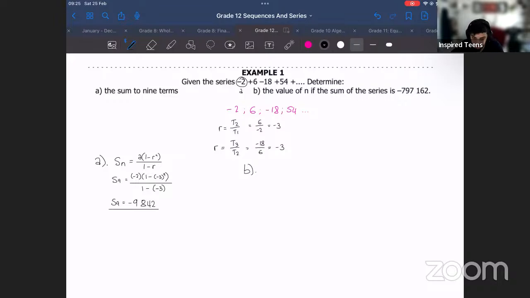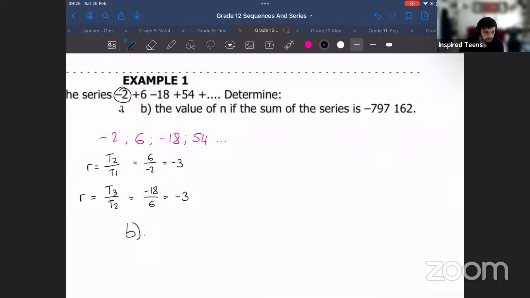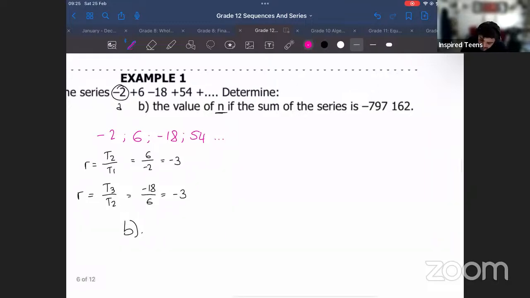Okay, so I hope that makes sense. The value of n, if the sum of the series is -797,162. So let's try and understand what they're asking for, what they're giving. The value of n, okay, so what n are we talking about? They say the sum of the series. If they say the sum of the series, that means the entire series. When they add up the entire series, they get -797,162. So we have the sum of the entire series, and they basically want to know n, the amount of terms in this sequence. So firstly, don't be scared, it's backwards.